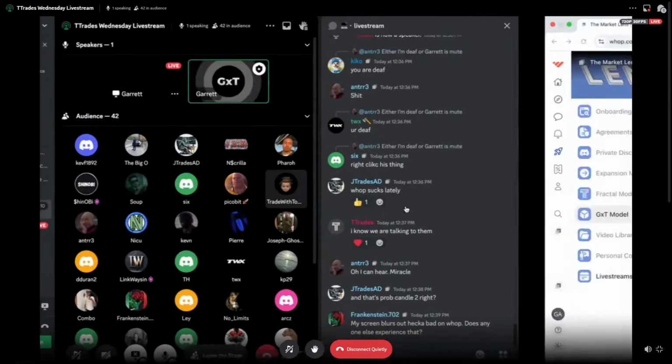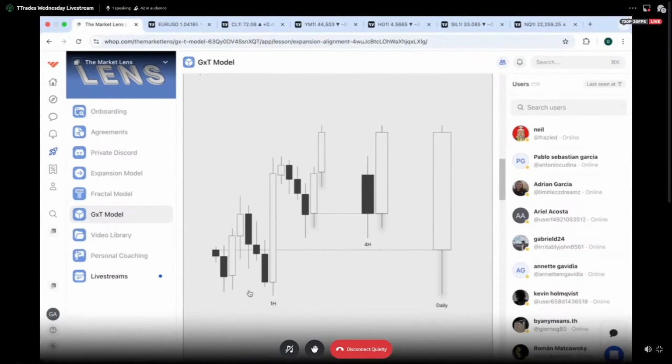Let me just make sure I'm good here. We're good. All right, let's say we have a daily reversal, which creates the wick. What are we going to wait for? We're going to wait for 4-hour expansion to align itself. So we want to be looking for longs within this 4-hour candle. Why? Because it doesn't support expansion.